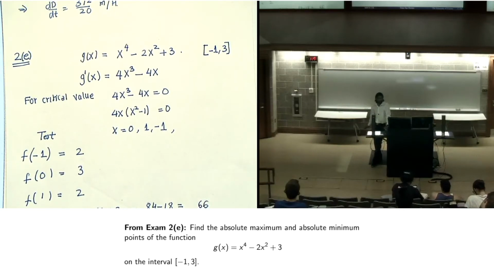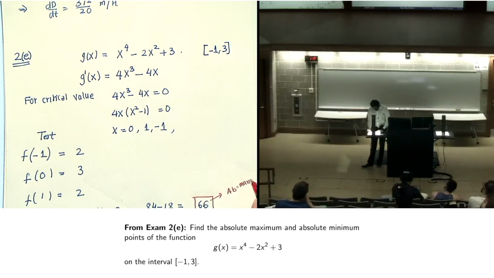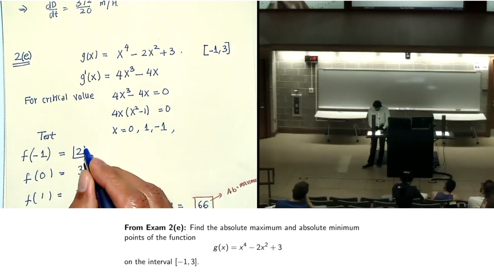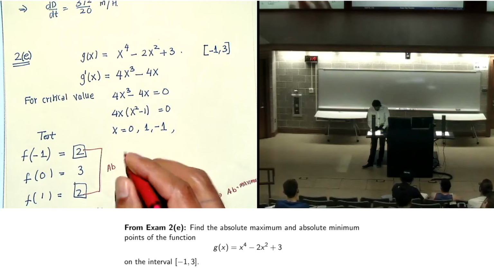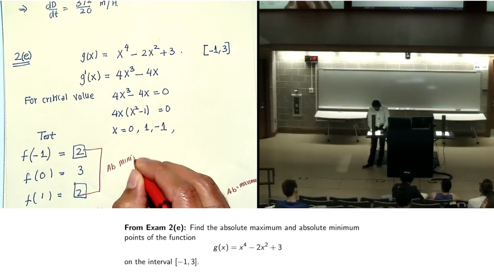Is that correct? Yes, okay. Which one is the largest number? I believe this is the largest number. This is your absolute maximum. Which is the smallest? There are 2 smallest, this and that. So these are the 2 absolute minimum.